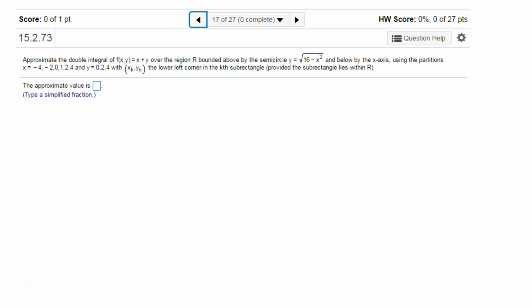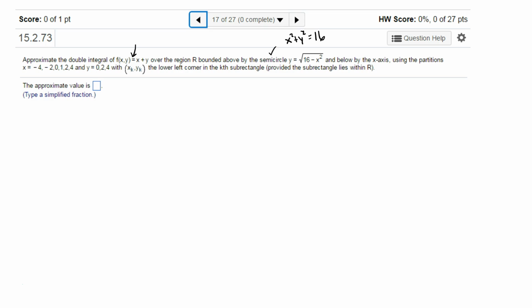This question is asking for you to approximate the value of a double integral. The surface is x plus y, and the region that you are interested in having your double integral be over, R, is the circle x squared plus y squared equals 16. So centered at the origin, radius of 4, but only the positive part, the upper half of that circle. So we have the upper half of that circle.